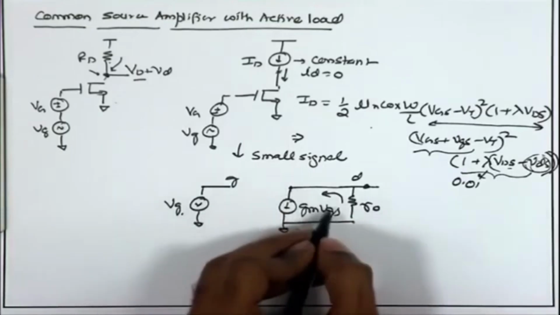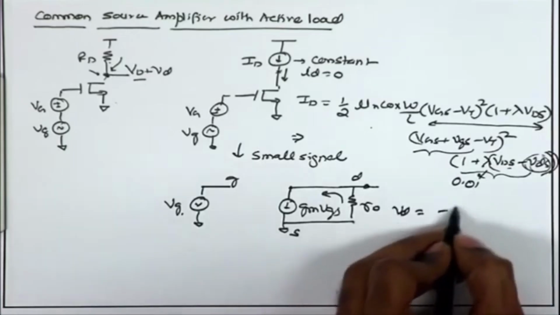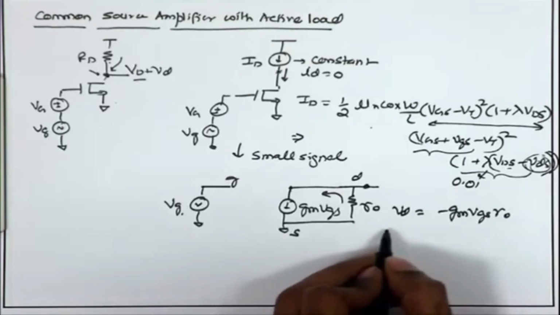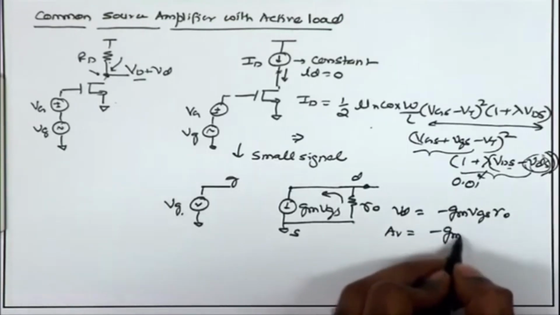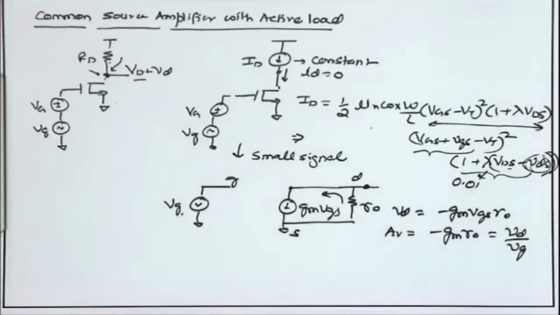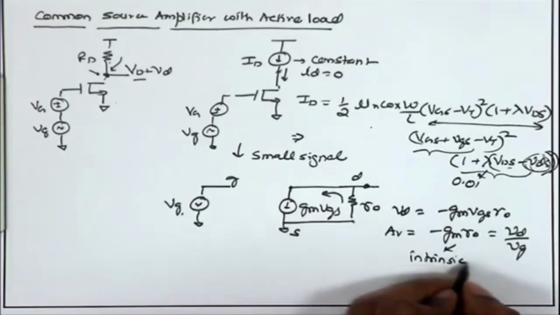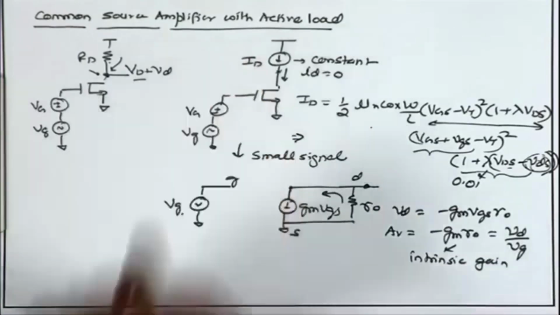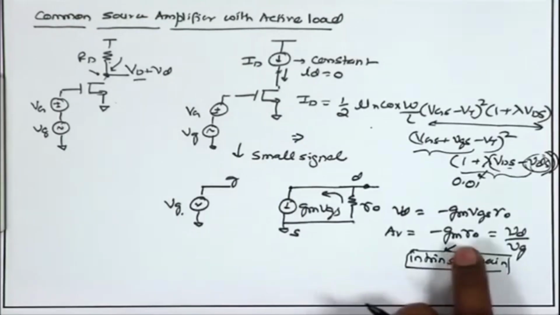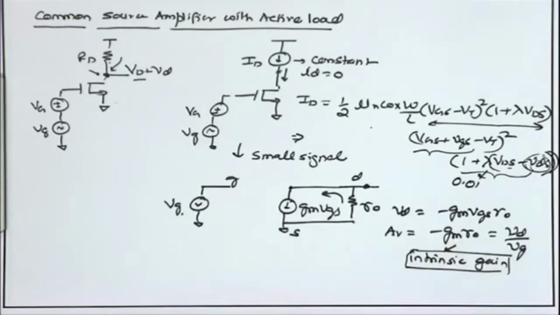In this case we say that this Gm VGS flows into RO, and therefore, Vd is going to be equal to minus Gm VGS times RO. Therefore, the gain is minus Gm RO, which is Vd upon Vg. This is called the intrinsic gain of the MOSFET. So, if you have an ideal current source connected in the drain, we get the maximum possible gain out of this common source amplifier, which is equal to minus Gm RO.